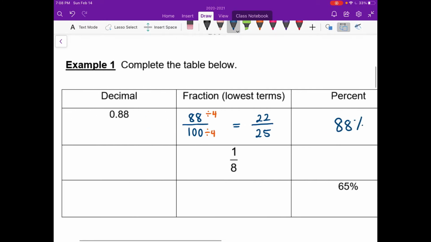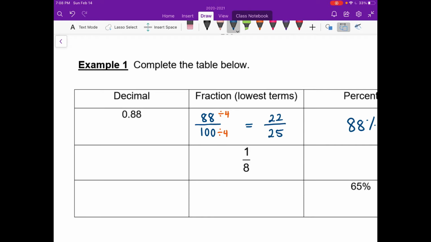We know that a decimal, if it's 0.88, it is 88%. You just get rid of the 0 on the decimal, and that'll give you the percent, because what you're going to do for a decimal is multiply this by 100. And if you remember, when you're multiplying by 100, you're just moving the decimal over 2, so it'll turn to 88%. Cool?